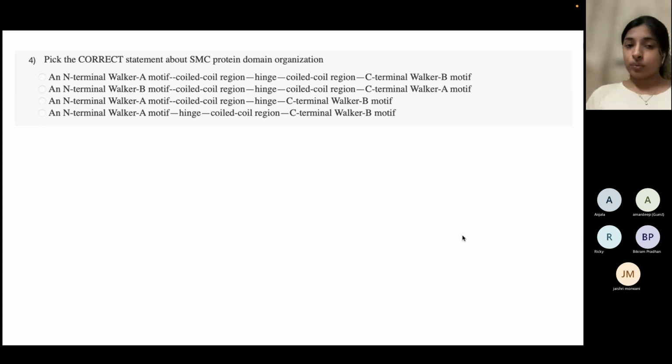So the next question is also regarding the SMC protein only, but this time it's about what the different domains of the protein are. What we call domains of a protein is all within the same sequence of the protein, but there are certain regions that have specific functions. There can be an ATP binding domain, which means that is the region of the protein to which ATP binds. Now, that is what domain organization is.